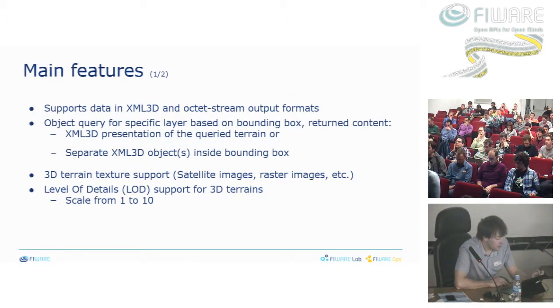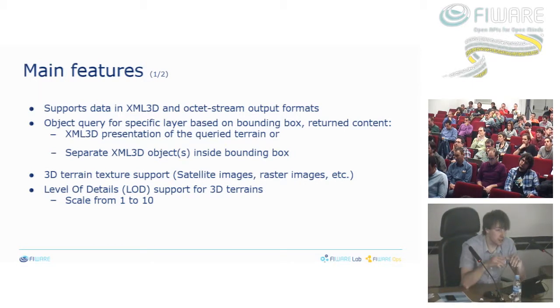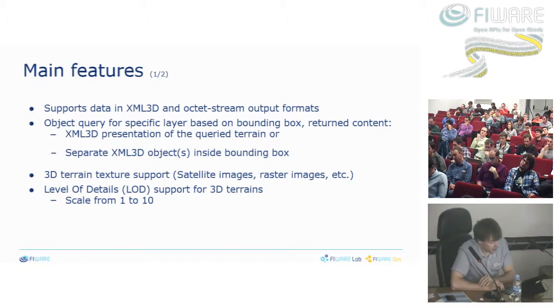The main features are that it supports data in XML 3D, which is the 3D UI GE we presented in the beginning of the first session. And also an Octet-stream output format, which is much more efficient than this XML based. So you can perform the usual operations like selecting different layers that are contained in this GeoServer, query for bounding box, and decide in which delivery format it is delivered. This also has LOD support and so on.